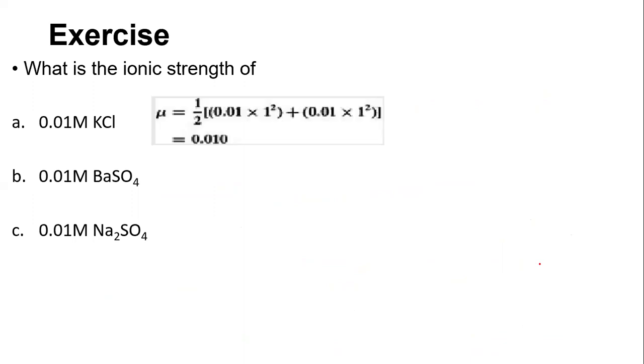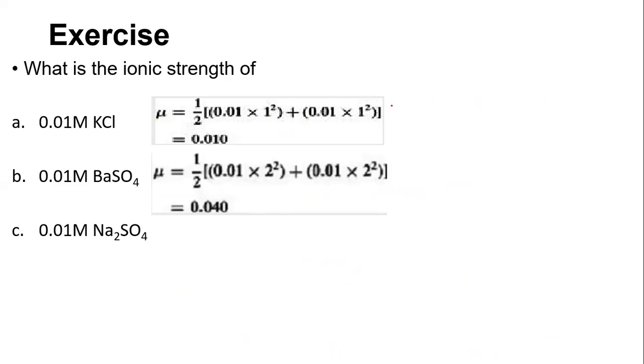Very simple. The KCl will react to form 1 mole of K plus and 1 mole of Cl minus, right? This is what we'll get. The barium sulfate, same thing. The charges, this is 2 plus and this is 2 minus. So that is what has been shown here, right? Very simple. And then the sodium sulfate has been calculated on the previous slide, the same question.